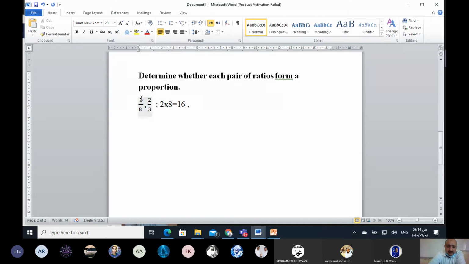Take 5 multiplied by 3, and find the answer, which will be 15. Is it 16?